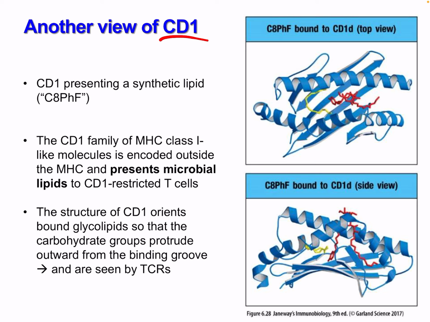So here's another view of CD1, presenting a synthetic lipid, so this is an experiment here. The CD1 family of MHC class 1 molecules is encoded outside the MHC and presents microbial lipids to CD1-restricted T cells. The structure of CD1 orients the bound glycolipids so that carbohydrate groups protrude outward from the binding groove, and these are seen by the T cell receptors. You can see it protruding.